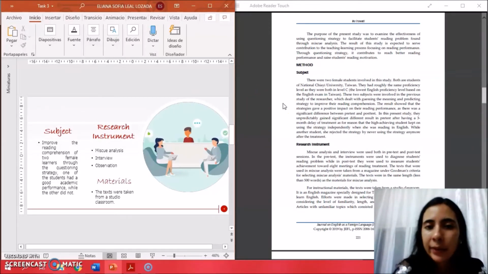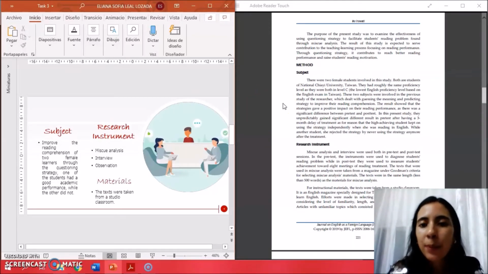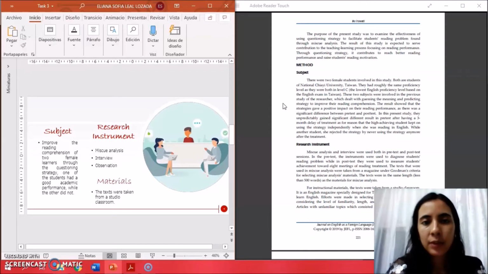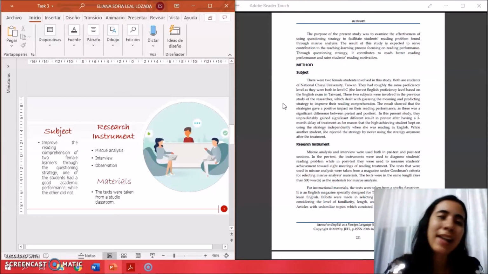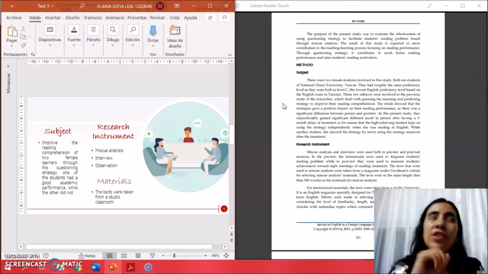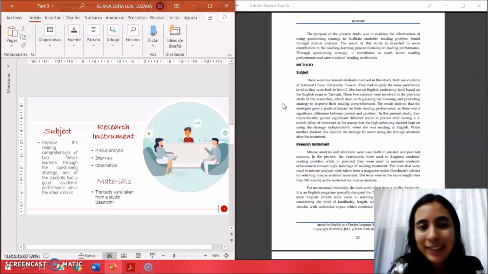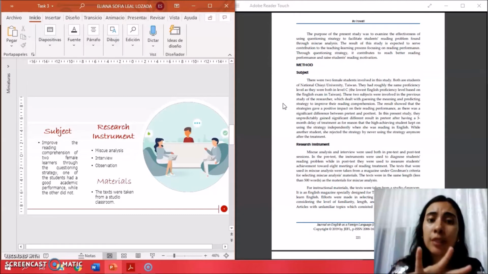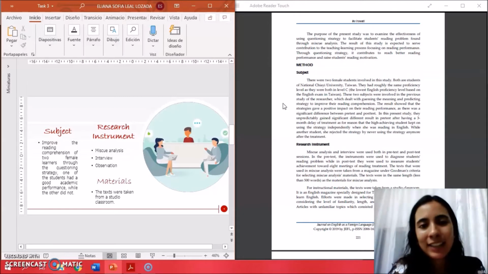Okay. In this case, the research article deals with improvement in the reading comprehension of two students through the questioning strategy. One of the female learners had a good academic performance while the other did not. So, in this investigation, I identified that the qualitative elements the research used to collect the data were three: miscue analysis, interview, and observation.